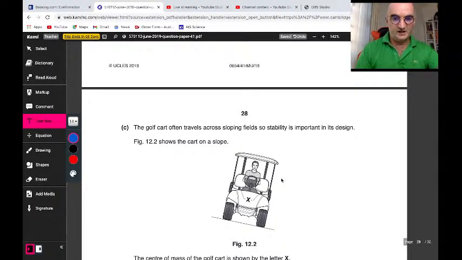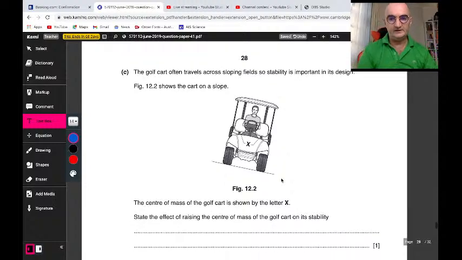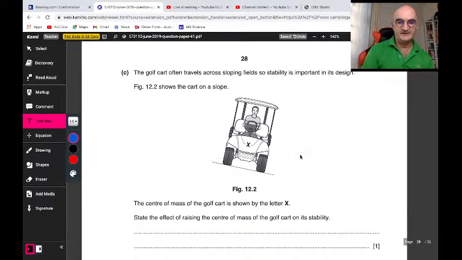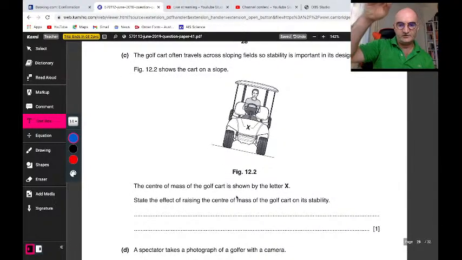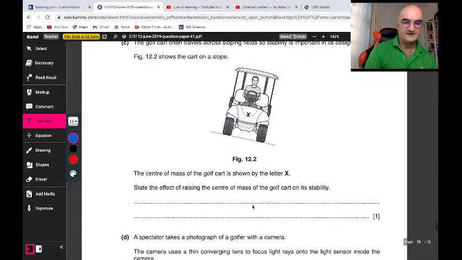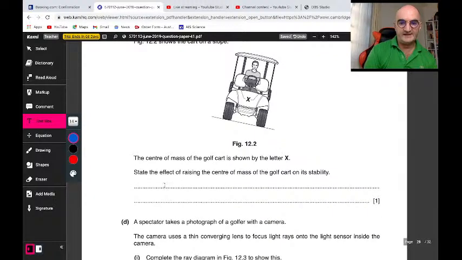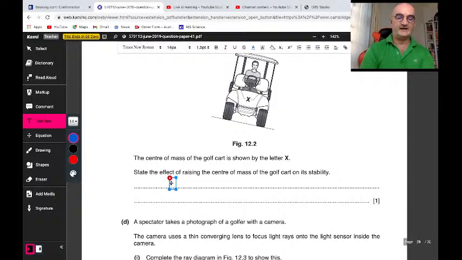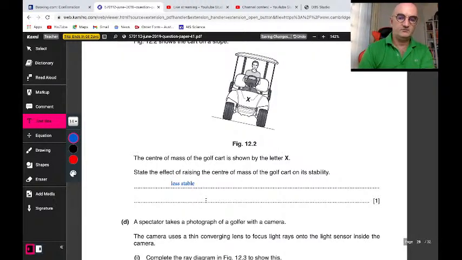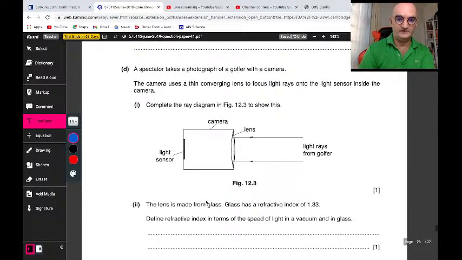Okay, the golf cart travels across sloping fields, so stability is important in its design. It is. And this is that center of mass experiment that we did in class. State the effect of raising the center of mass on the golf cart's stability. So if you've got a person with a very large head up here, or wearing a helmet, or putting some suitcases on the roof, what's going to happen? Then it's going to become less stable. It's going to be more likely to fall over.